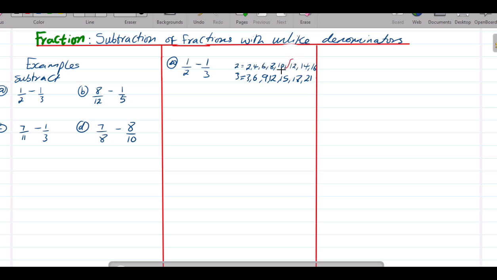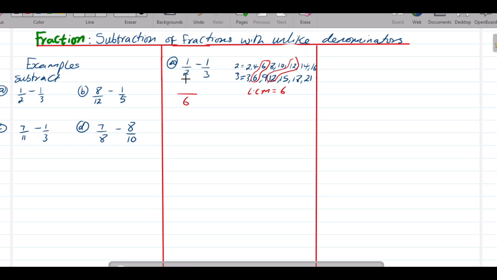Now, after listing out the multiples of 2 and 3, which of these numbers is the lowest common multiple? So 12 is common, 6 is common, and the lowest common multiple here is 6. Therefore, lowest common multiple equals 6. Now that we have determined our LCM, the next thing I need to do is to divide my LCM by the denominators given here.